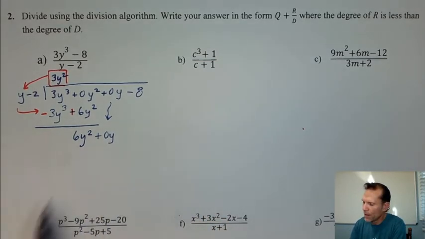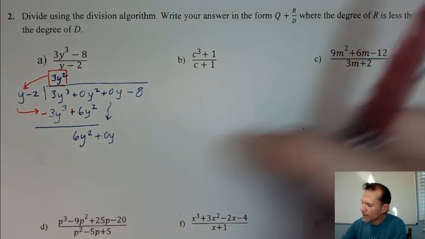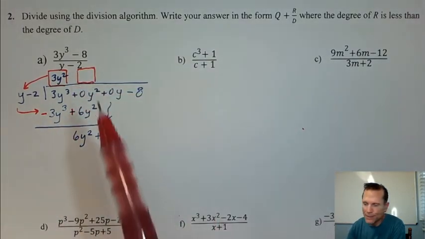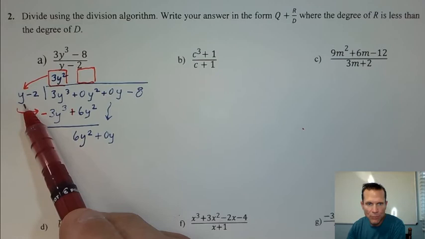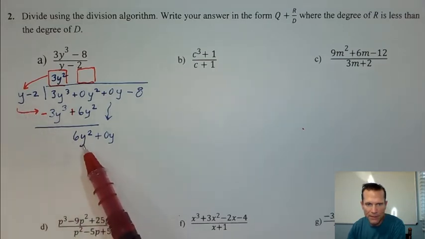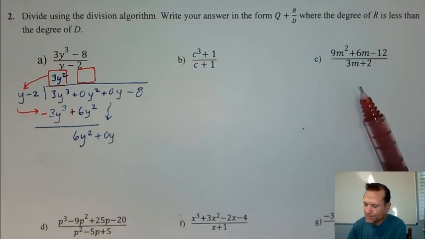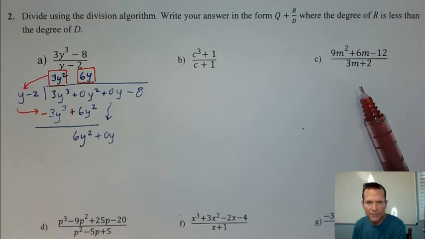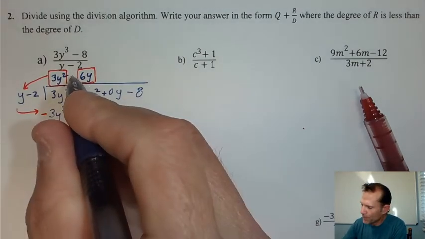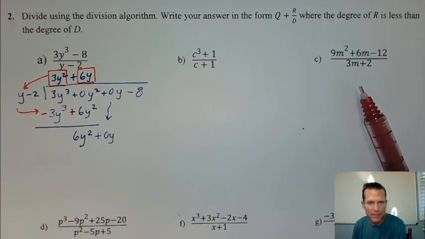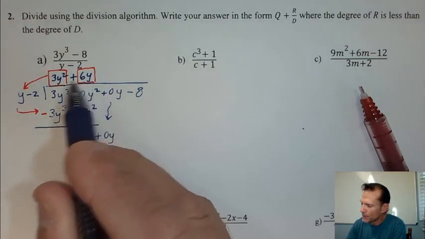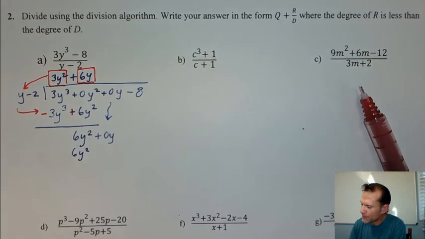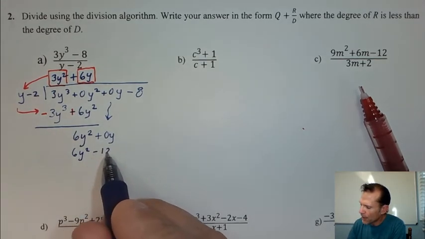I get 0y. Okay, so I'm going to go back to the top here and think about what I would need to put in this box to take it times y and get exactly 6y squared. Well, it would be a 6y. Now I ask myself, is that a positive 6y or a negative 6y? It would be a positive 6y, so that helps me get my sign in this polynomial up here. So 6y times y is 6y squared. 6y times negative 2 is negative 12y.